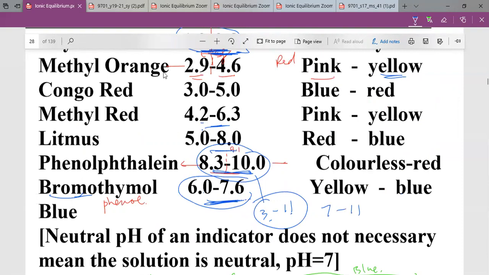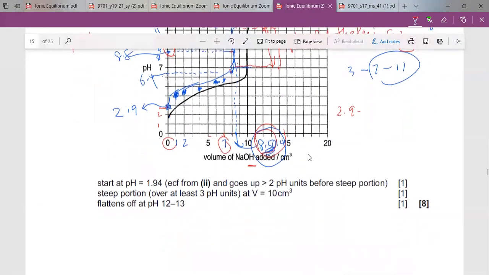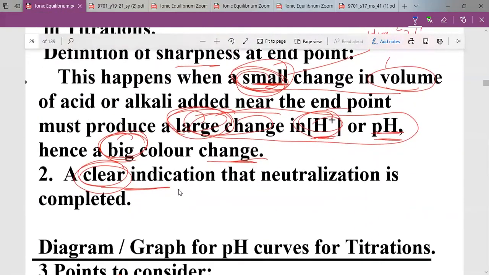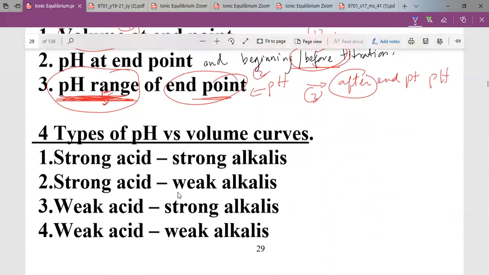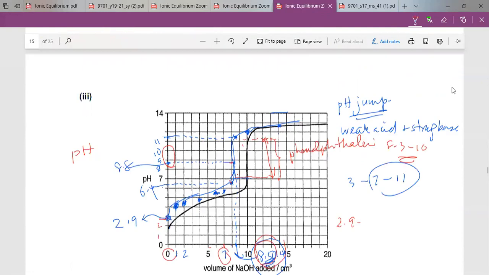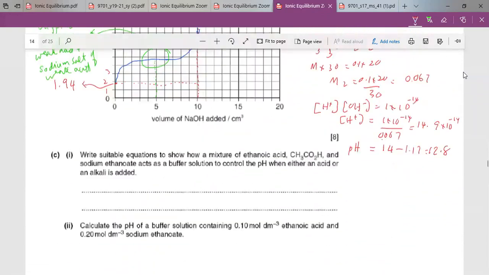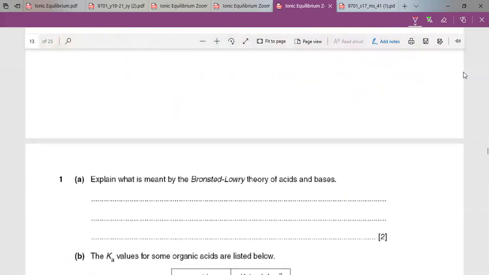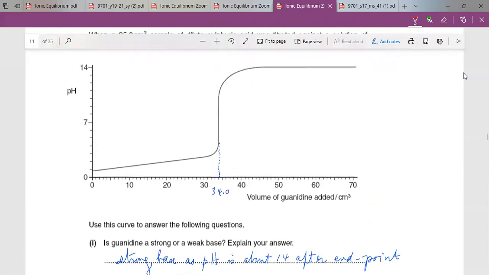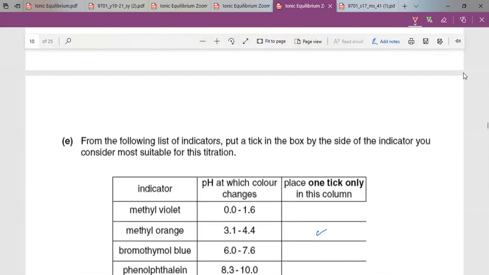You clear? Now, I've got only 5 more minutes. Maybe I can finish this one, or maybe I just show the other one. Now here, for strong acid, weak alkali, for example, ammonia. There's a question here, HCl and ammonia. Strong acid, weak base.